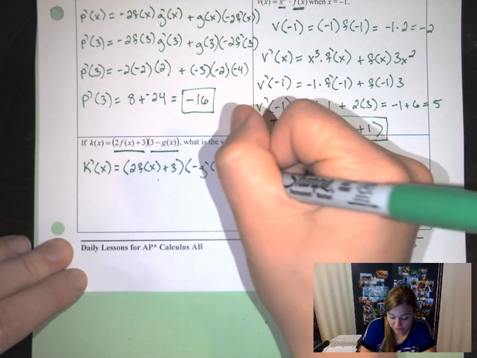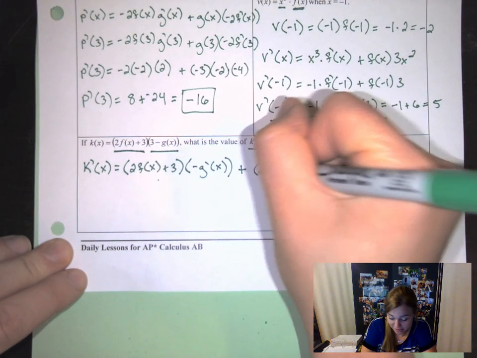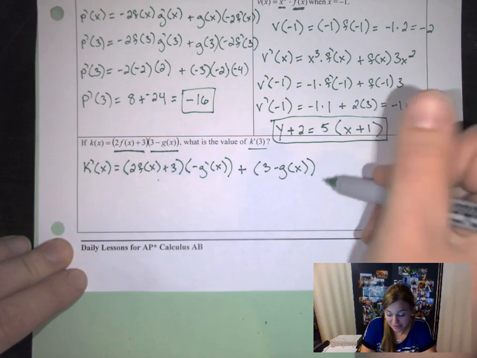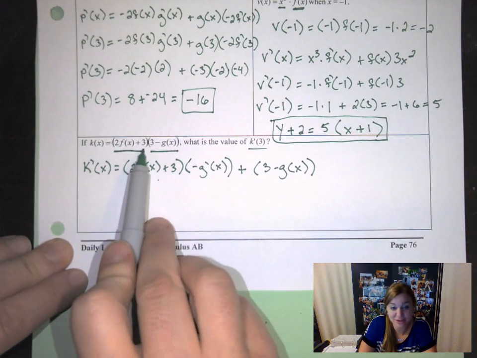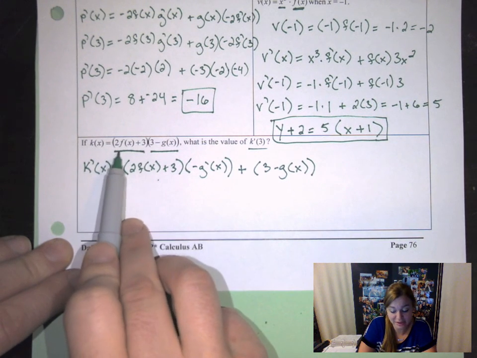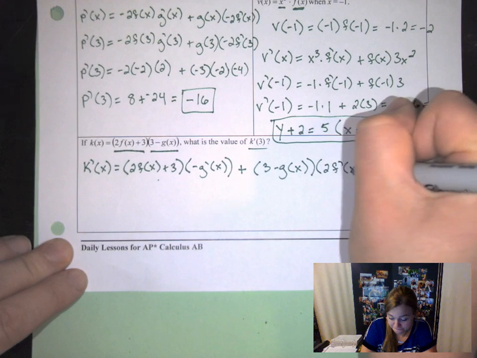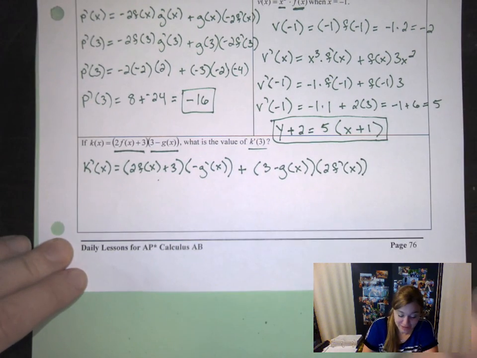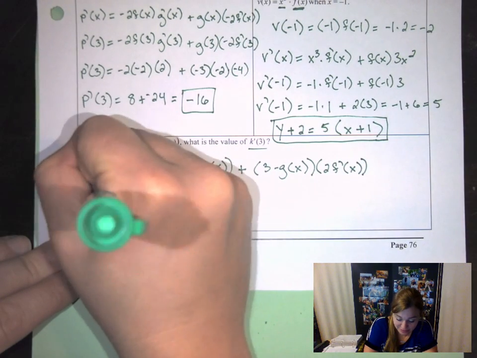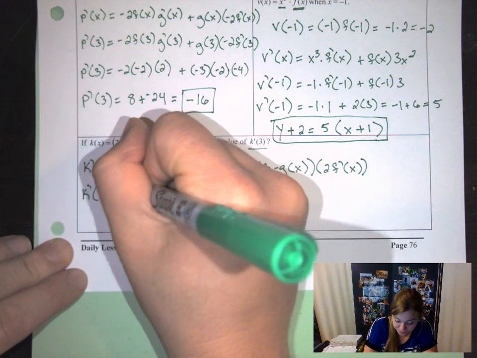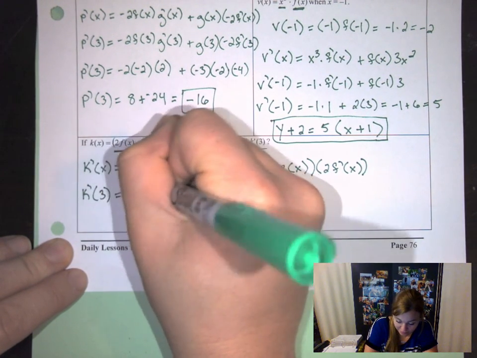So first times the derivative of the second, plus the second, I'm writing down the 3 minus g of x, times the derivative of the first. Again, the derivative of 3 is just 0. So the only thing I'm left with here is 2f prime of x. And the tricky part is substituting this in. So k prime of 3 would be 2, f of 3.